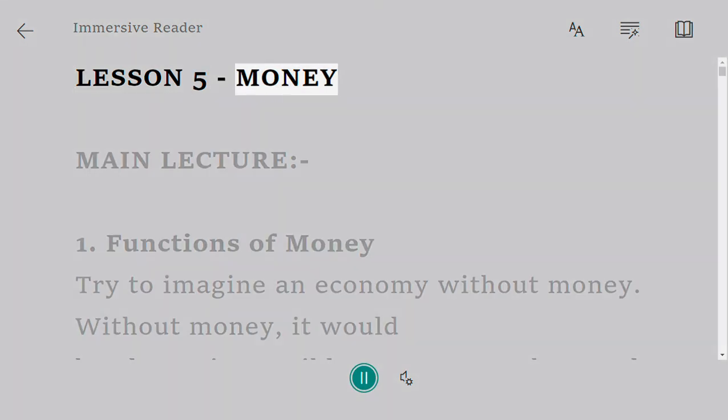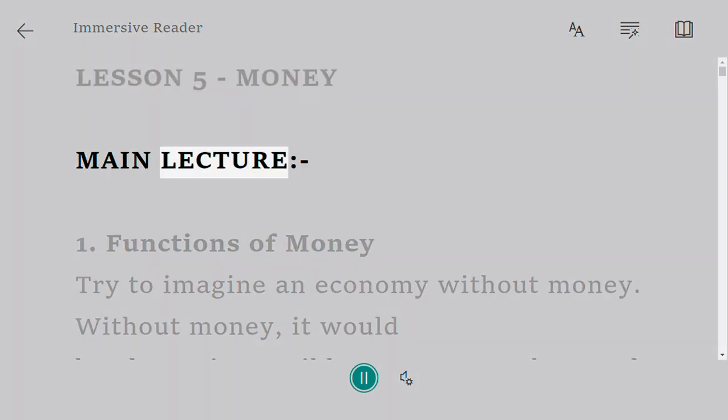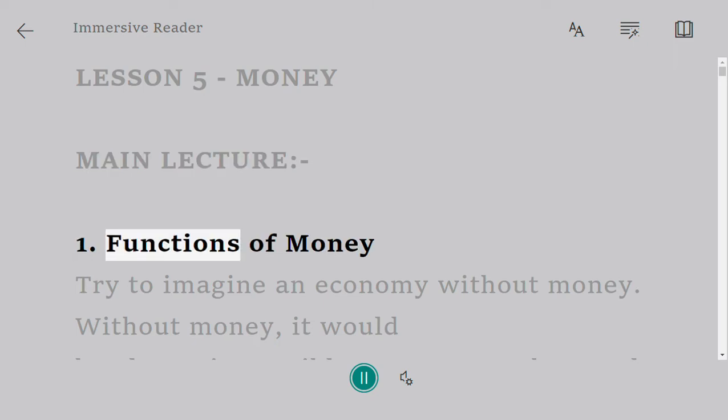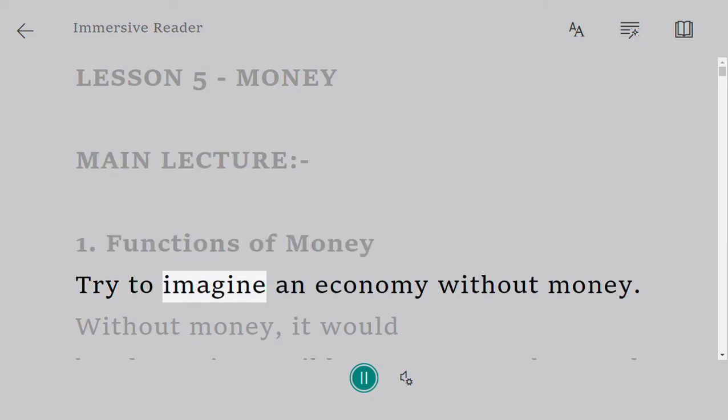Lesson 5, Money. Main lecture. 1. Functions of money. Try to imagine an economy without money.